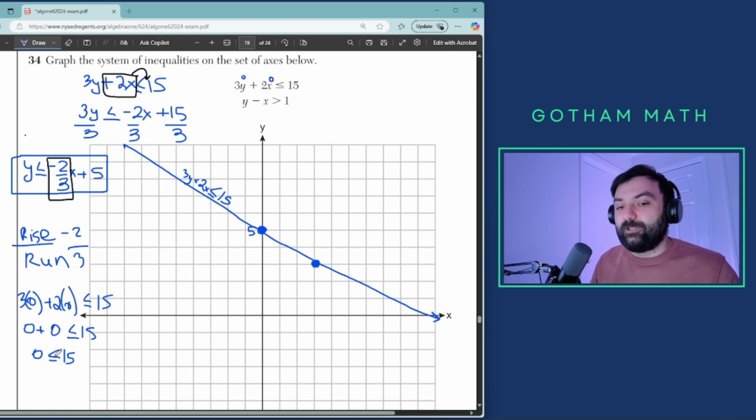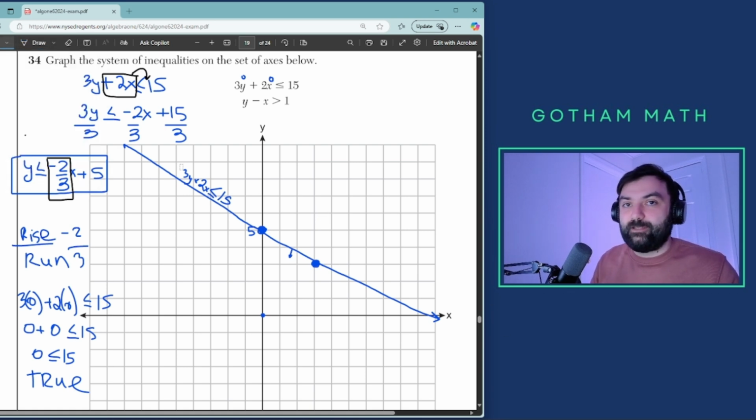Now you have to decide whether this became true or not true. Is 0 less than 15? Yes, it is, which means that it's true. If the sign were the other way, greater than or equal to, that would be not true. If it's true, you have to shade towards 0, 0. Towards means this is 0, 0, you have to shade that way, so below your line.